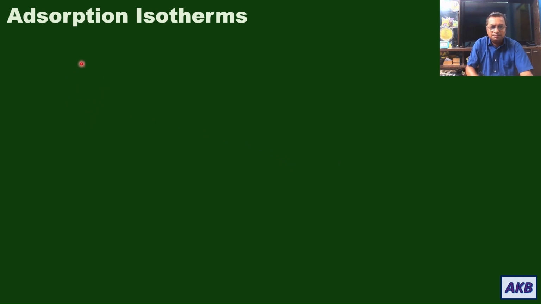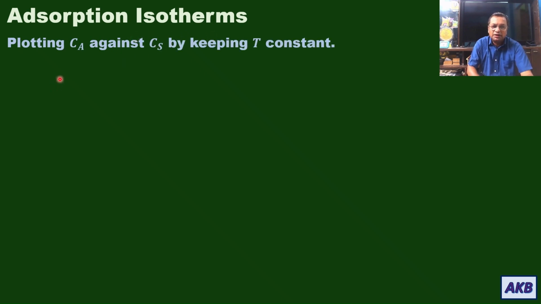To begin with, let us understand adsorption isotherms. What are these adsorption isotherms? If you have seen my video on representation of adsorption equilibria, you must have understood what these adsorption isotherms are. But still, I'll tell you, adsorption isotherms are the curves that represent or describe adsorption equilibria. And since you have this word isotherm, that means the temperature is kept constant in this representation. So adsorption isotherms are obtained by plotting Ca against Cs by keeping T constant.